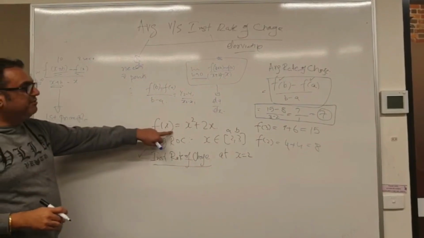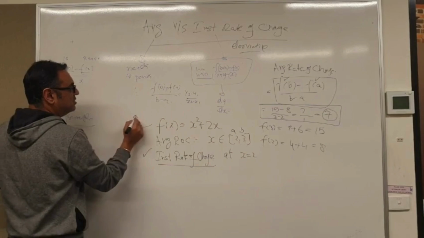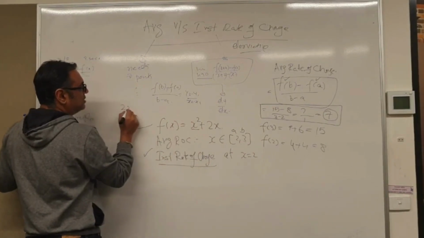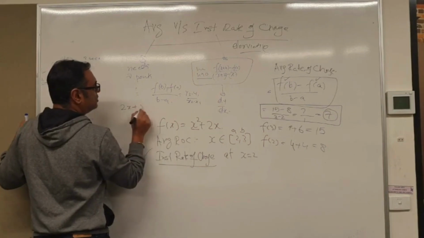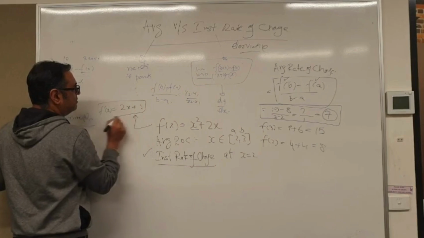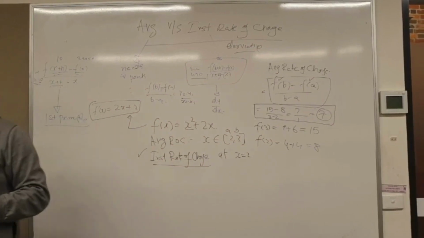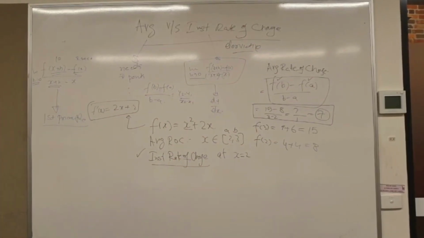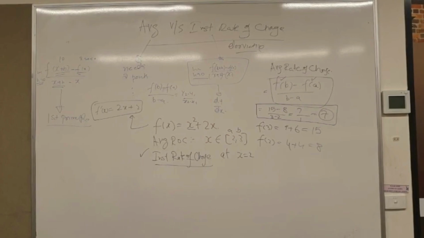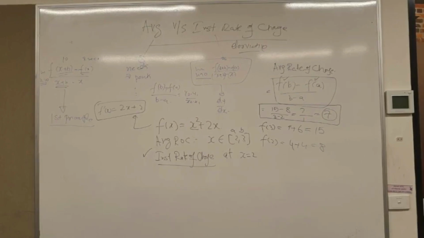So you find the derivative of this function. And how do you find the derivative of this function? This is 2x plus 2. That's the derivative of this function, f dash x. Plug in 2, you get your answer. Does that make sense? Yes? No? Yep. Alright.